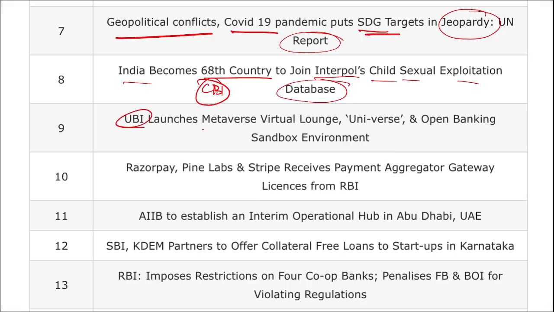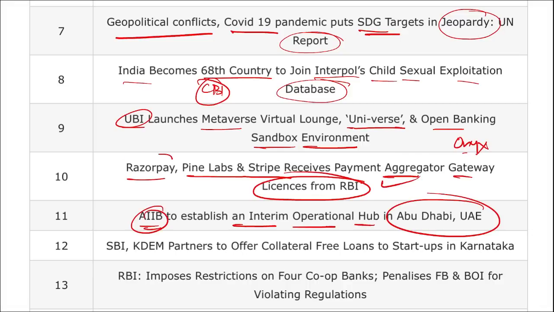UBI, Union Bank of India, has launched a virtual metaverse launch, that was Universe and open banking sandbox environment, and JP Morgan's virtual launch was Onyx. Then remember, Razorpay, Pine Labs and Stripe have received the payment aggregator gateway license from RBI, and AIIB to establish an interim operational hub in Abu Dhabi, UAE.